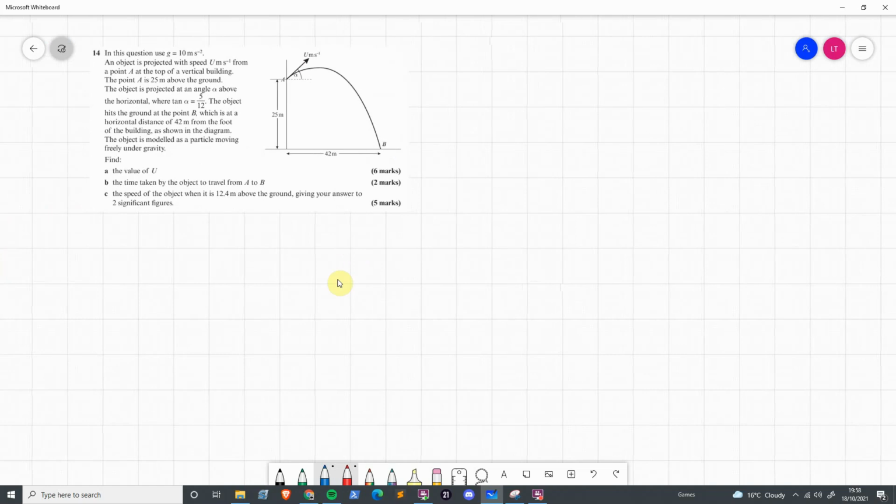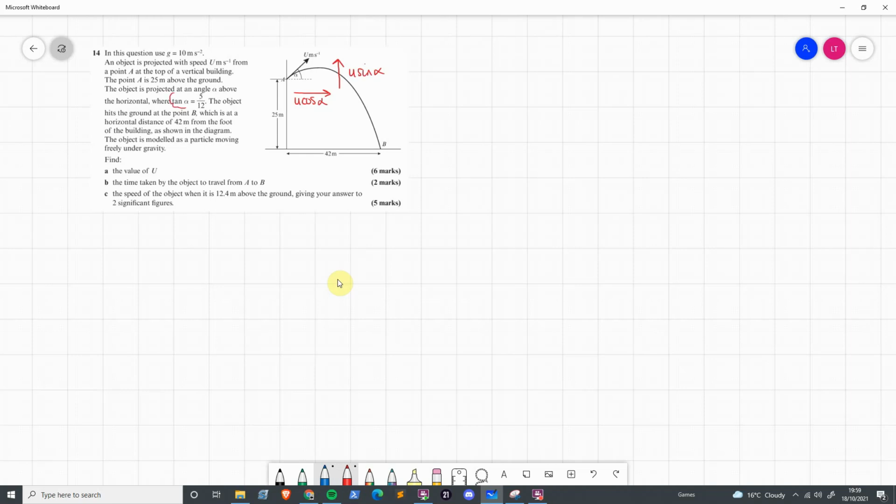They've labelled the diagram out pretty nicely for us, so we don't really need to add too much on. Maybe we just want to resolve these forces. So my force going horizontally will be u cos theta, and my force going vertically will be u sine theta.